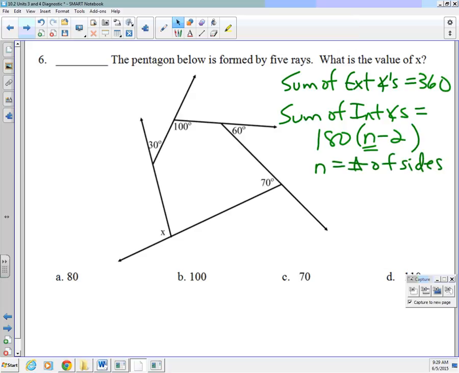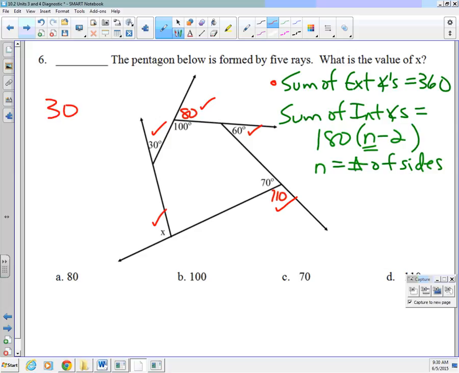When you can, you try to use the sum of the exterior angles because it's much easier. And in this case, we can. So 30 is exterior, 100 is interior, but I can easily subtract from 180 to get the exterior. Now I have an exterior there. 60 is exterior, 70 is interior, but I can subtract from 180 and get 110. And now I have all 5 exteriors.